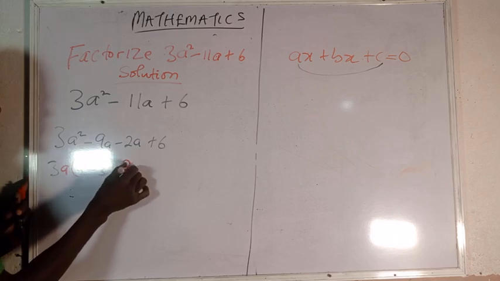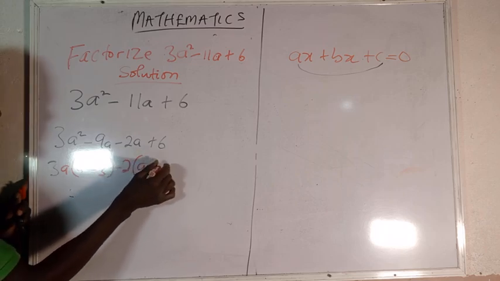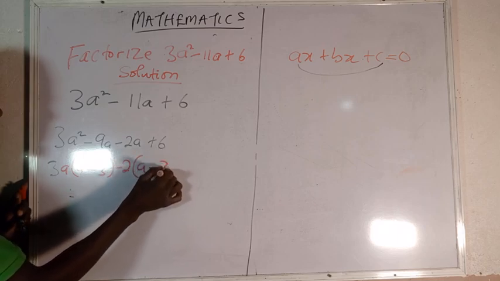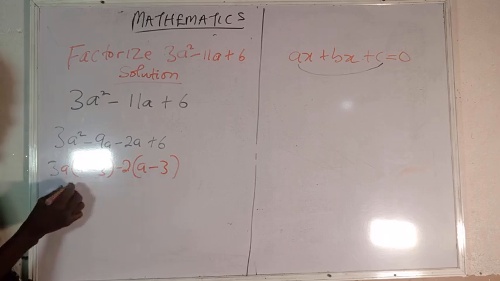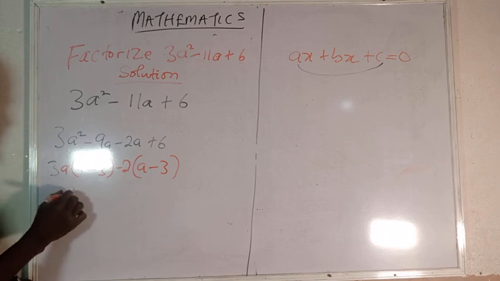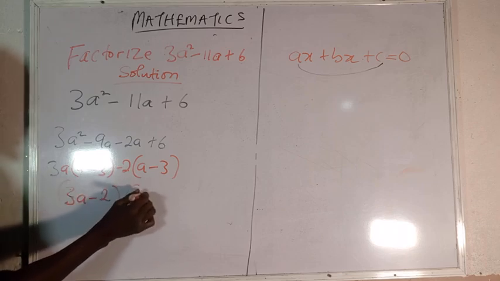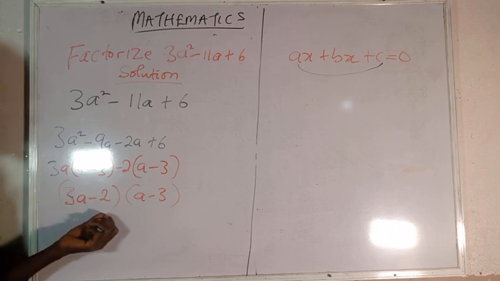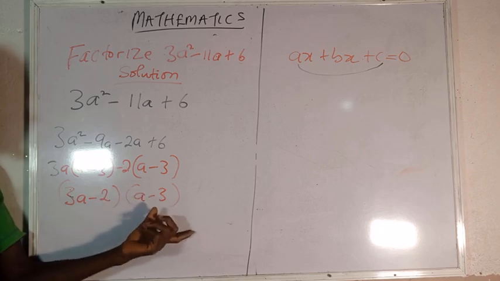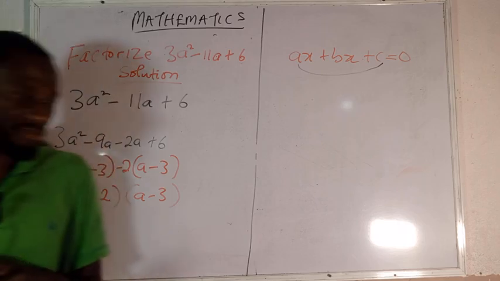Now we have minus 2 outside. We open a bracket and put a minus 3. Since the two brackets are equal, we can take 3a minus 2 and a minus 3 as our factors. That is our factors now: 3a minus 2 and a minus 3. That is the end of how to solve this question.